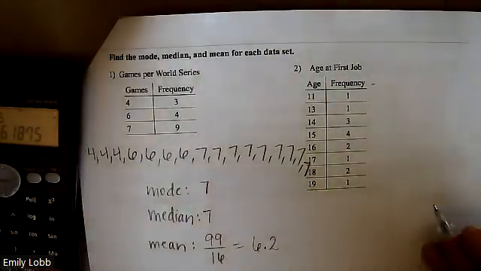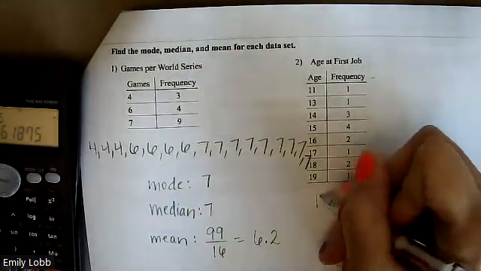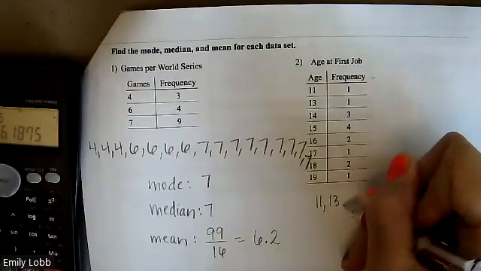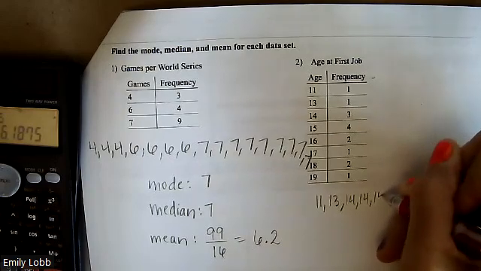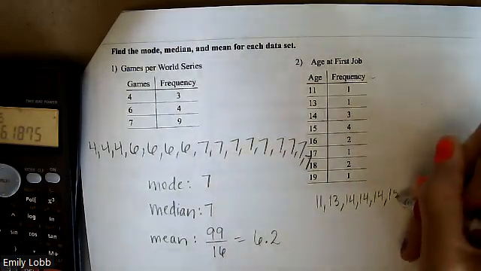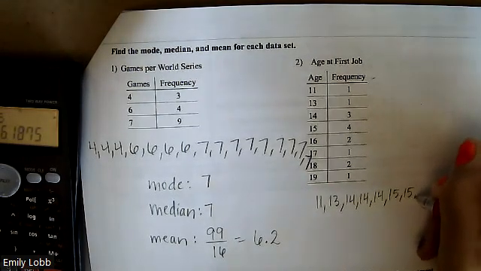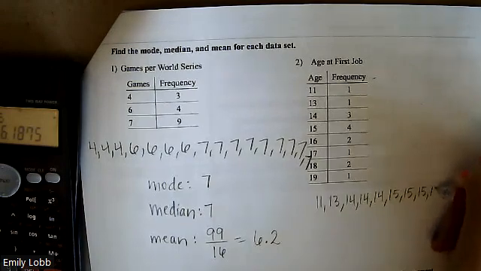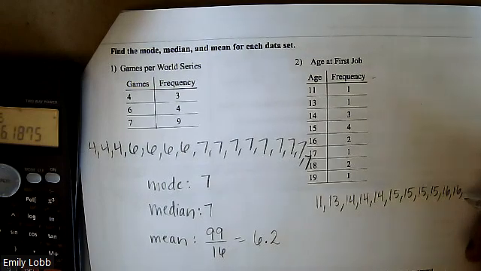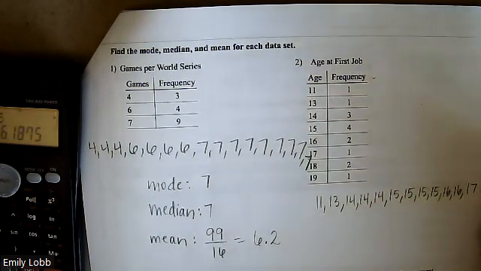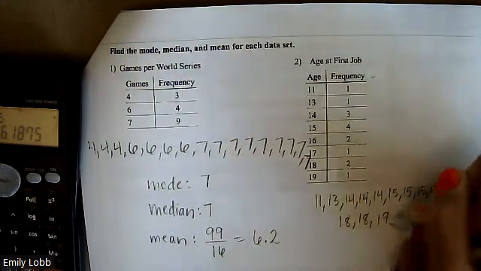All right, here's our age at our first job. I'm going to start listing them. 11 occurs once, so does 13. 14 occurs 3 times. 15 occurs 4 times. 16 occurs twice. 17 occurs once. I'm going to have to use another line. 18 occurs twice, and 19 occurs once.